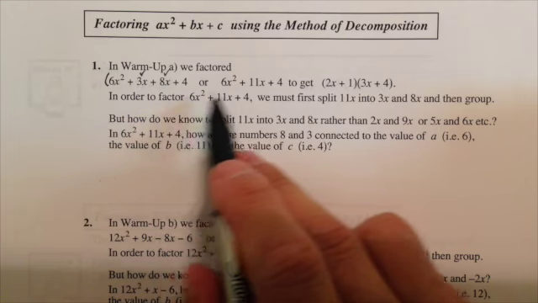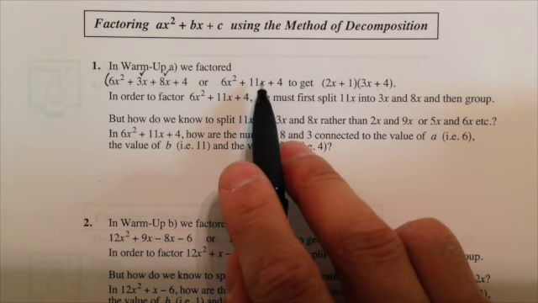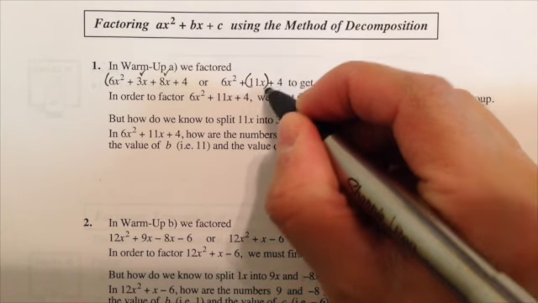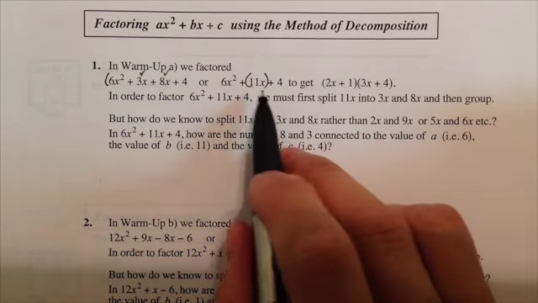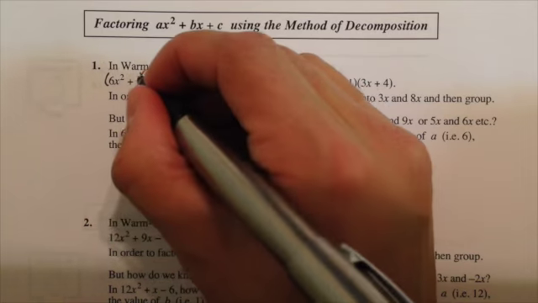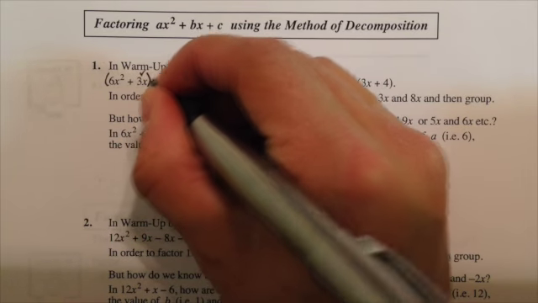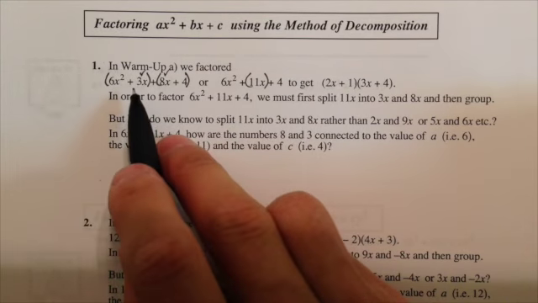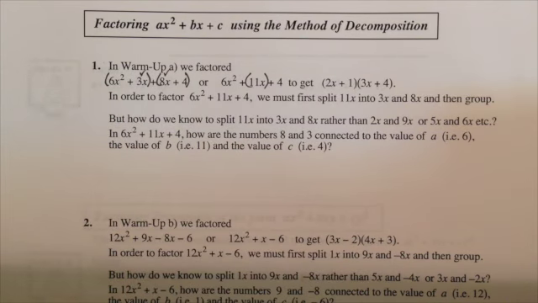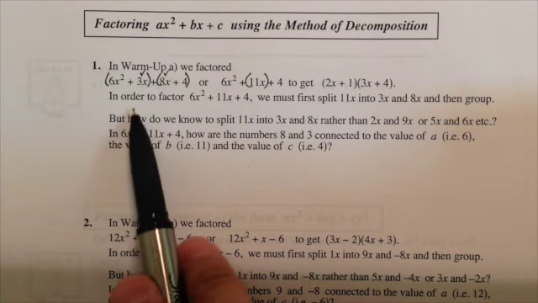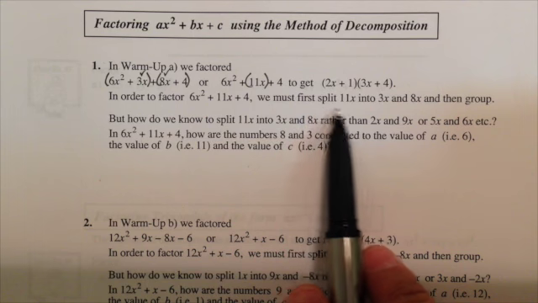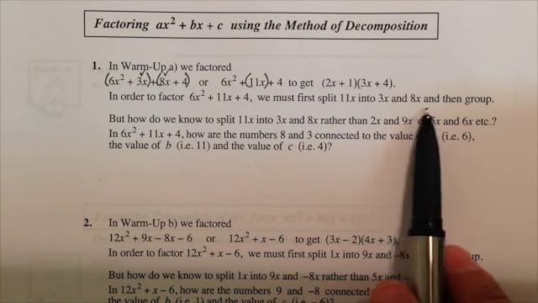And so in order to decompose this, the term we decompose is this middle term, 11x, and we decompose it into 3x and 8x. And then from here, in order to factor the rest of it, we just use our method of grouping, which we did in the last video. Now, in order to factor 6x squared plus 11x plus 4, we must first split 11x into 3x and 8x.